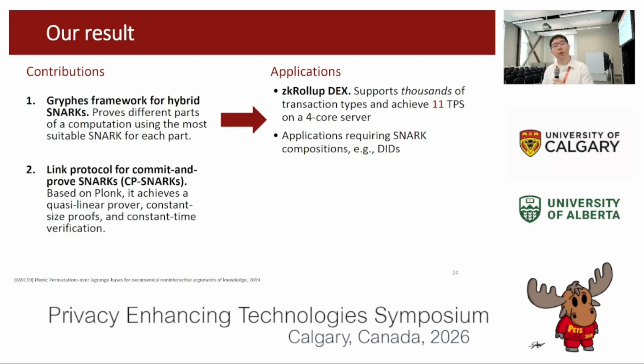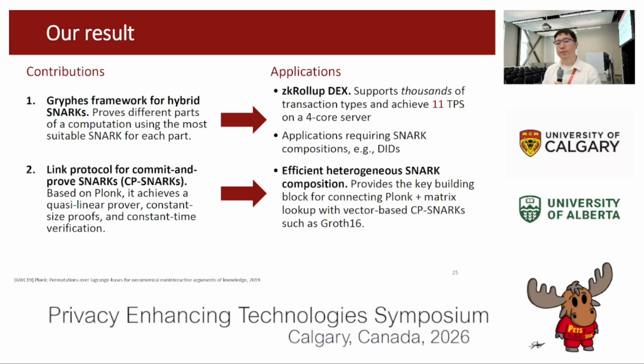And secondly, we have a link protocol for commit-and-prove SNARKs, or CP SNARKs, based on Groth16, which is another popular SNARK. It achieves a quasi-linear prover, constant size proofs, and constant time verification, which is very important for the zkRollups scenarios. And it has efficient heterogeneous SNARK composition applications because it provides the key building blocks for connecting Plonk plus matrix lookups with vector-based CP SNARKs, for example, the Groth systems.